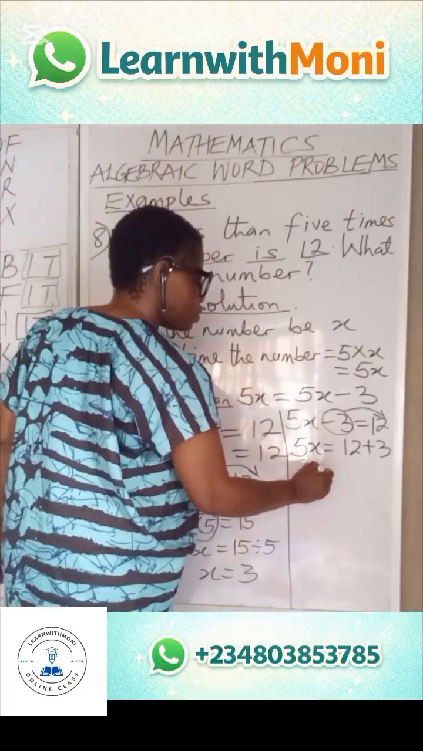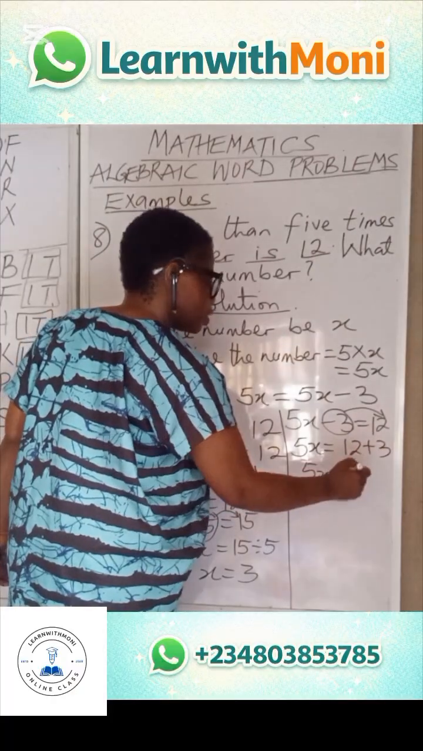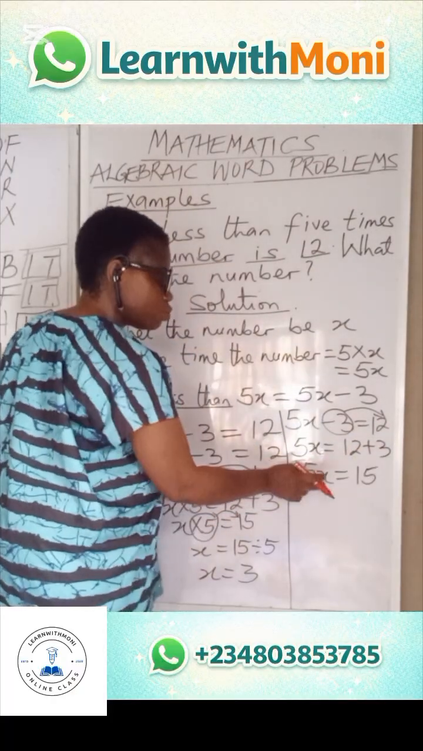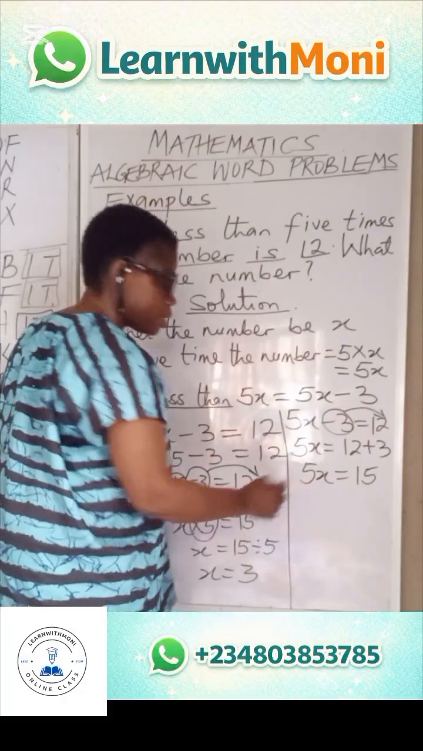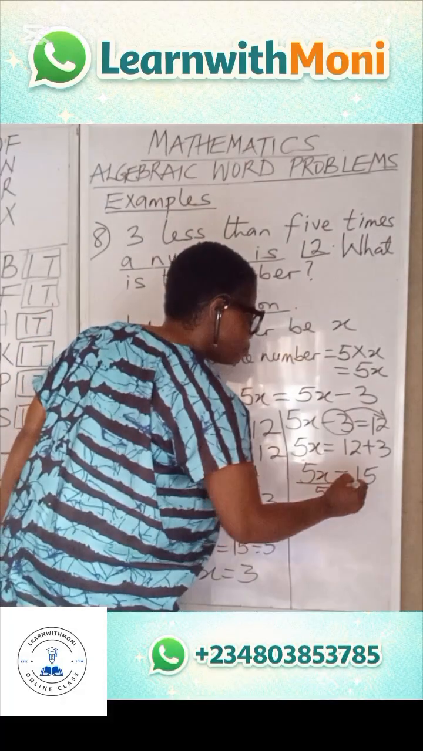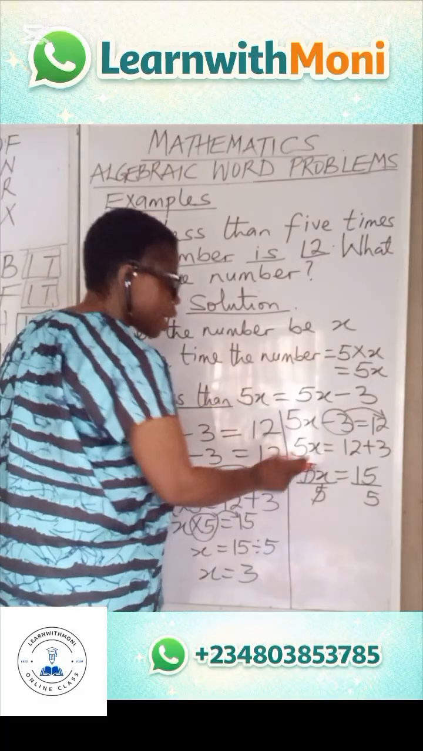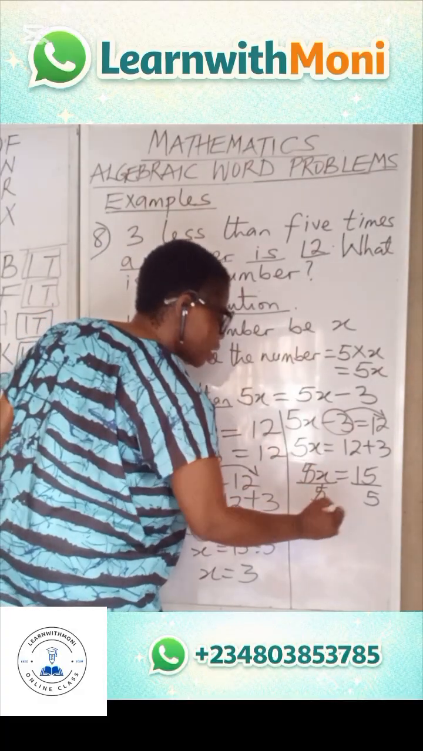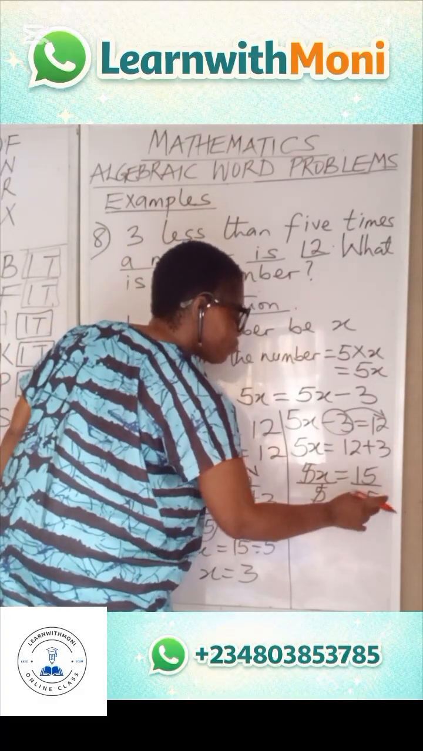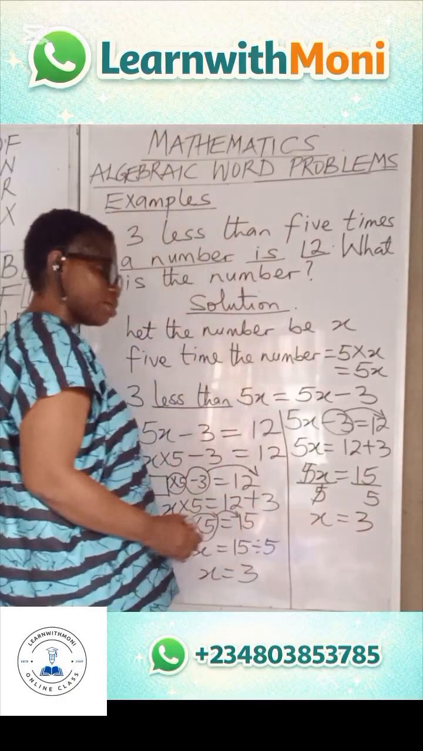Then we have 5x equals 12 plus 3, which is 15. To get rid of this 5 from here, we divide both sides by 5. Dividing both sides by 5, on the left hand side we are left with x. 15 over 5 is 3. That's 15 divided by 5.